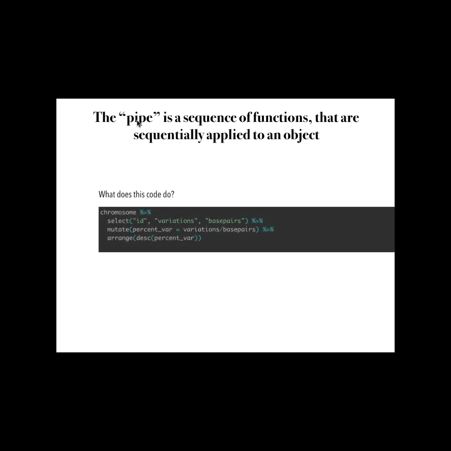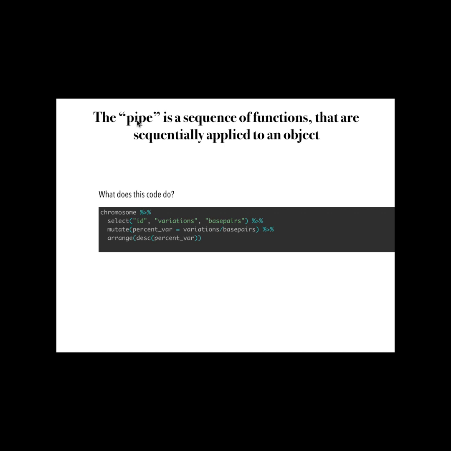Okay. Now, still thinking more about the pipe. What does this do? Take a moment to read it. We'll walk through it together. We're going to take chromosome. So this is a data set. This is one of the data sets that you actually just made a plot of. All right? And then, what are we doing here?